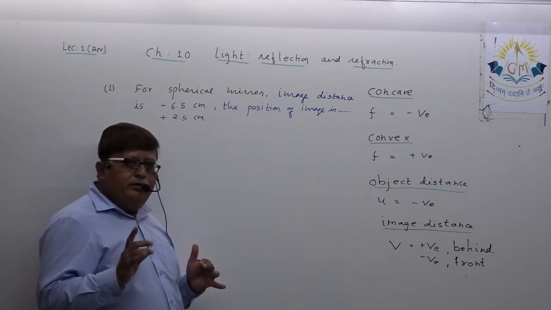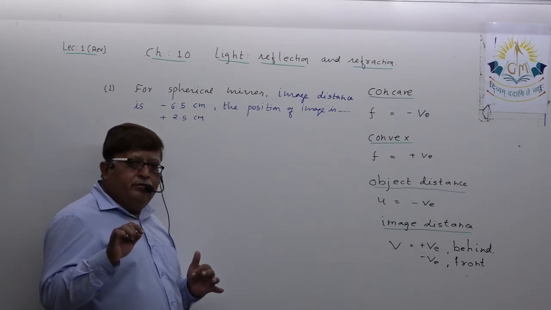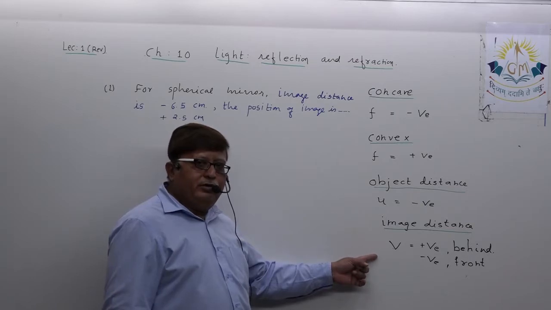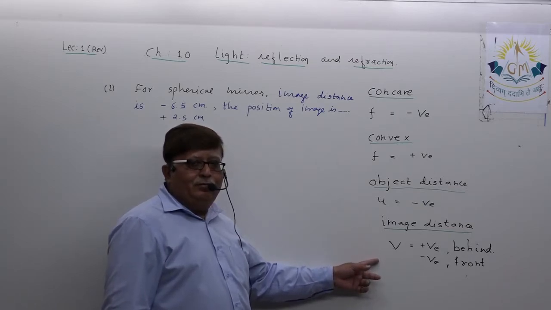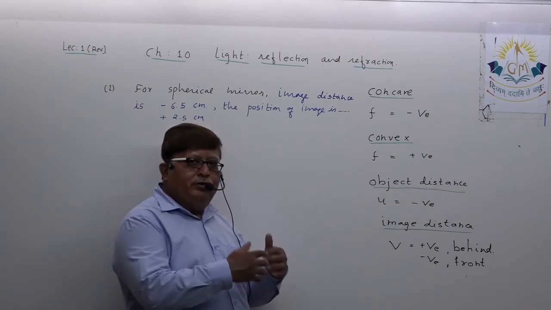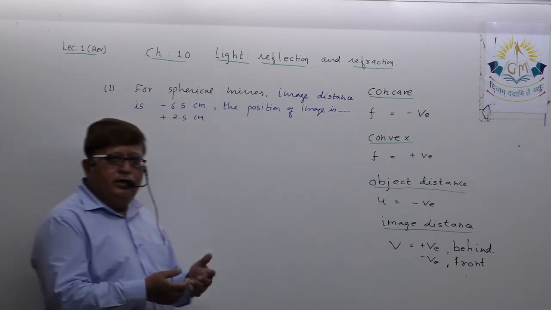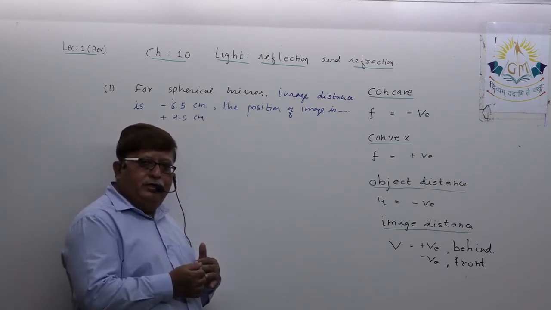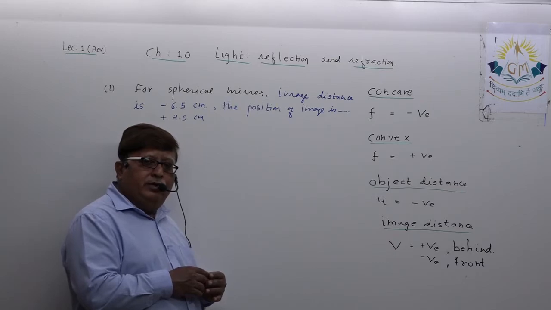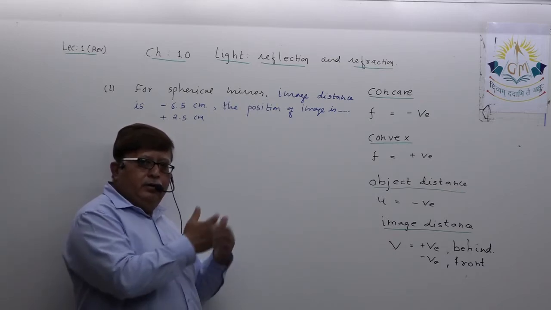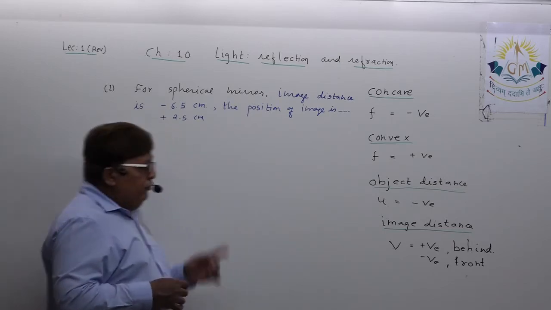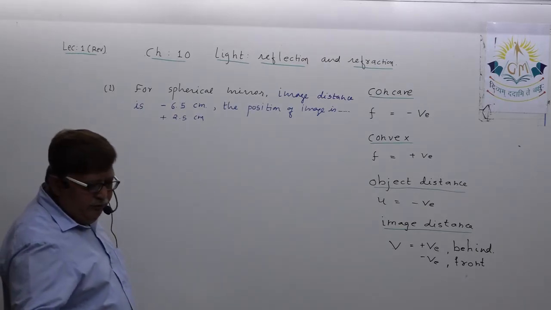You have to be very sure regarding this, because when you solve examples, we are going to solve a few examples, this is going to be tested. At that time, if you are conceptually not strong about where the image is for v positive and v negative, then after finding v, you will always remain confused about what to write, behind the mirror or in front of the mirror. So you need to keep these basics clear.